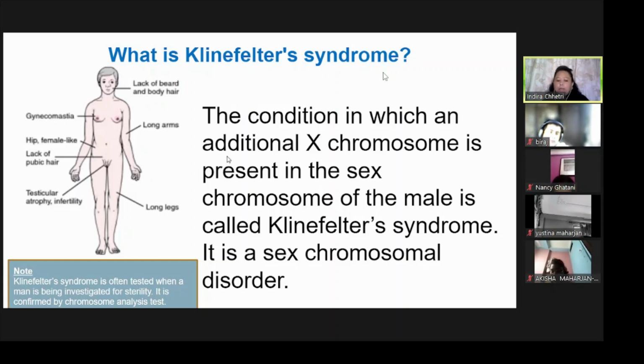Now, what are the main symptoms that you find? If you look at this picture, this represents a person having Klinefelter's. There's lack of body hair and lack of beard, okay? The person seems to have long arms. They're relatively taller than their friends. Any boy who's suffering from Klinefelter's, the testis and the penis is also very poorly developed. They have very long legs and long arms, okay?